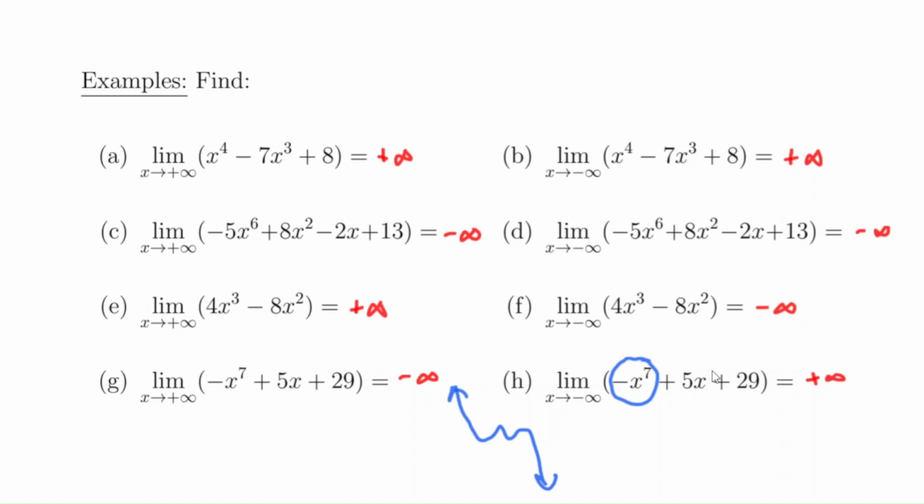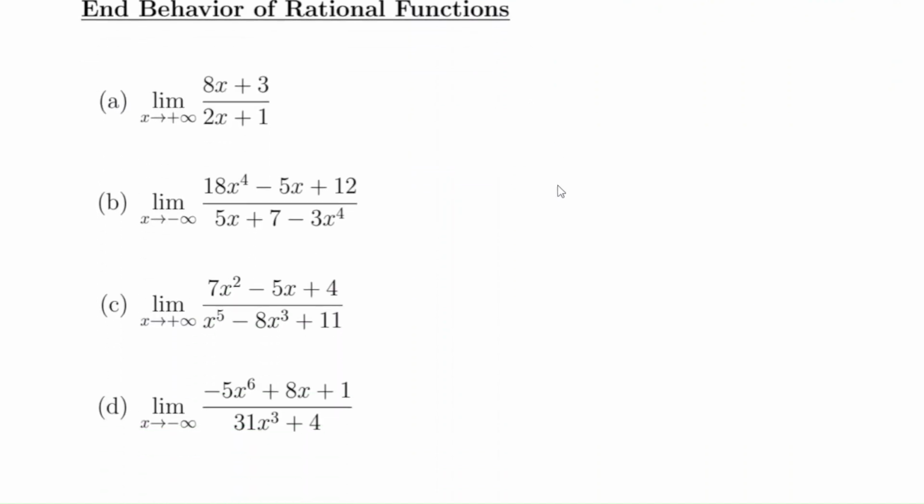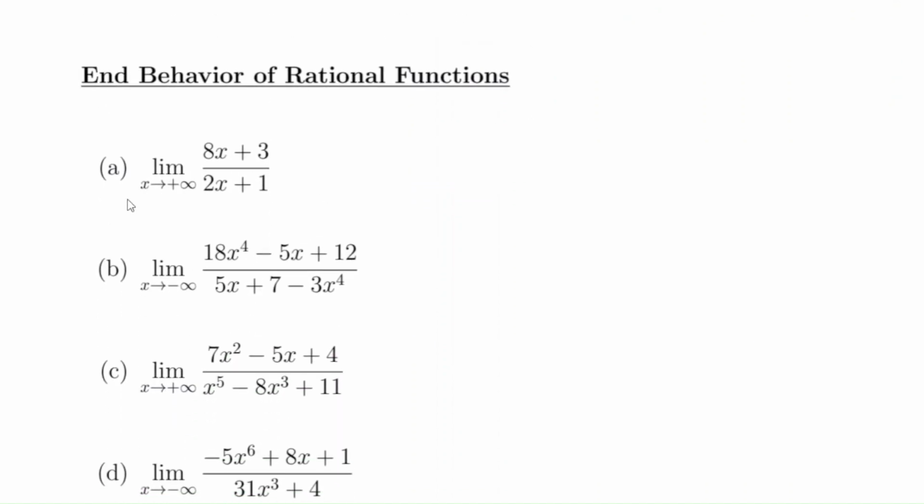Well, these other terms, we can ignore. But if you plugged in negative 100, if you raised negative 100 to the 7th, you would get a negative result, a huge negative number. But then if you put this negative in front of it, it becomes positive again. So that's why we're approaching positive infinity. Okay, now what about rational functions? What about if we have a function like this? What's the limit as x approaches infinity of 8x plus 3 over 2x plus 1?